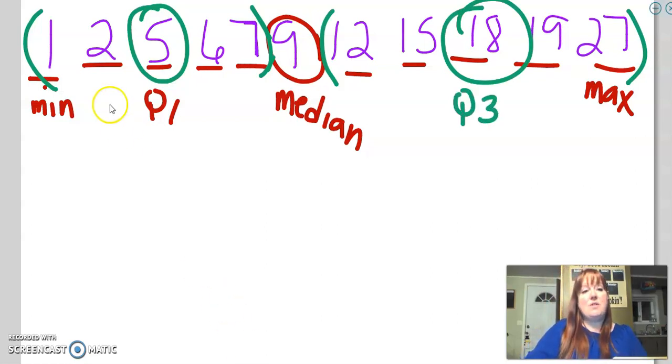So again, if you think about this, we've just split this data into fourths, right? 5 is 1/4 of the way through the data. 9 is half the way through the data. 18 is 3/4 of the way through the data, and then we're all the way through the data. So our 5-number summary is our minimum, our first quartile, our median, our third quartile, and our maximum.